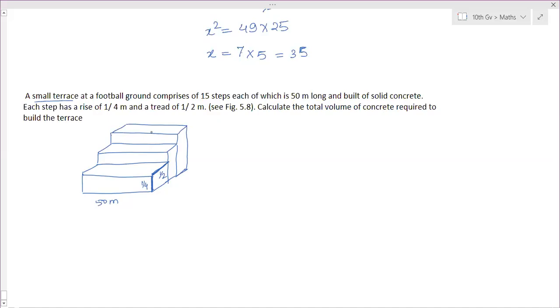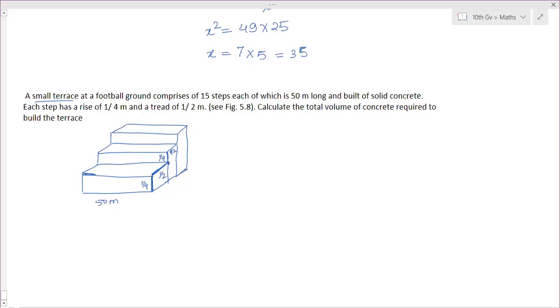Now the total concrete we have to calculate. Volume. So which figure is every step? Each step, which shape is it? It's a cuboid, right? Now, if you see the second one, its height is also the same, 1 by 4. Breadth is 1 by 2, length is the same, so everything is the same.